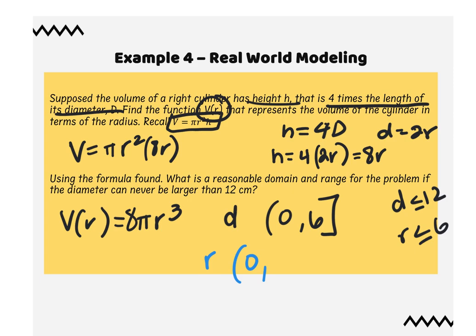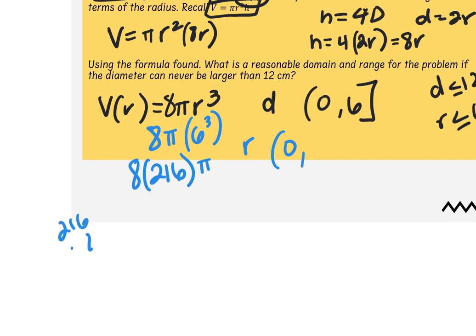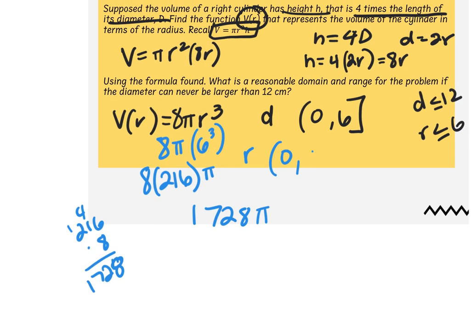Does that make sense? Okay, so I'm going to take my 8. I'm going to multiply it times pi. I'm going to multiply it times 6 to the third. So this is 8 times 216 times pi. 216 times 8 is 1,728. And we'll keep it in terms of pi if we didn't have a calculator. And that's what it would look like. So your max value is 1728 pi. And can it equal it? Yes, because it can equal 6.